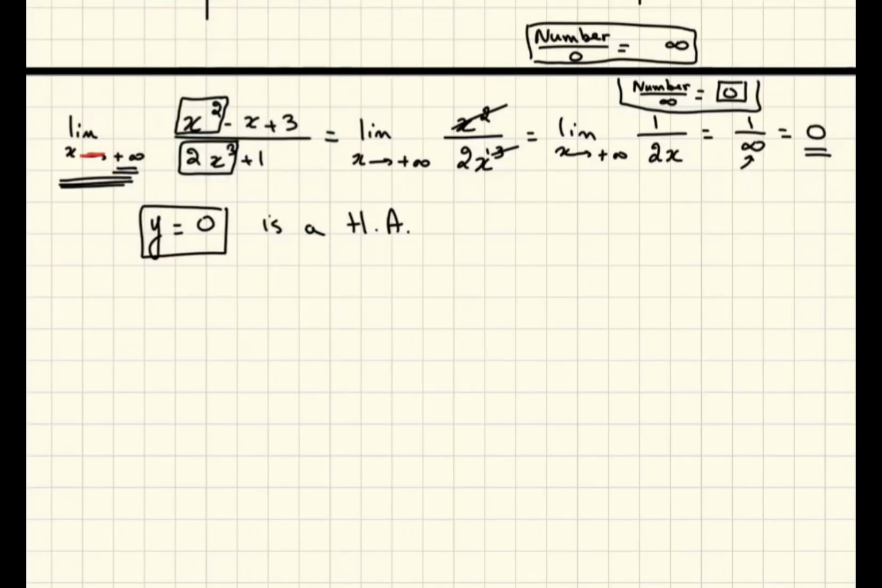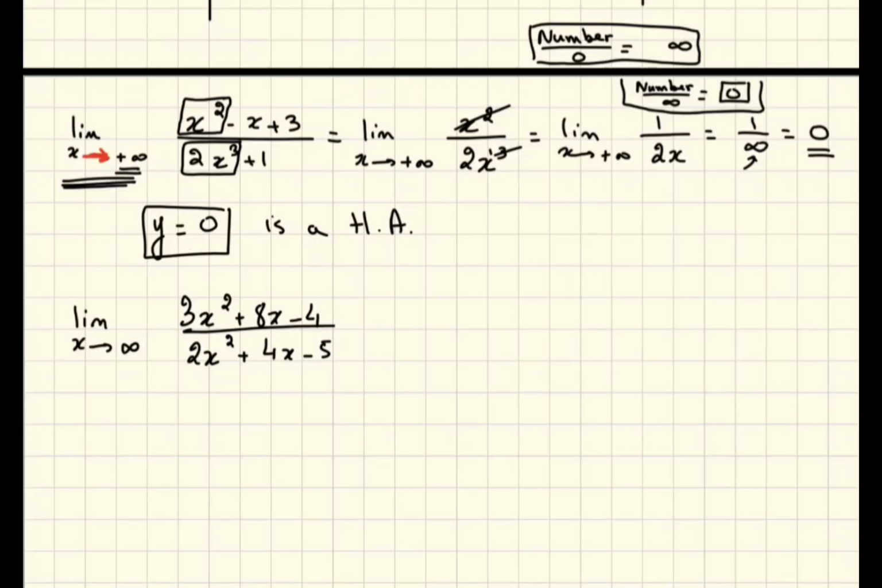X approaches plus infinity, so no way for the x to be a number. So no way here we're talking about x equals a number, okay? So the value 0, it must be the y. That's why I wrote y equals 0 is a horizontal asymptote.